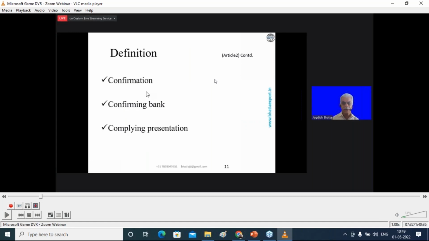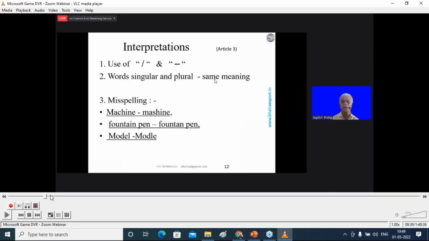Then, as I told you, confirmation or confirming bank, and complying with the presentation of the documents are some of the important definitions made in Article 2. Then comes Article 3, about the interpretations. Here, let us understand there are certain discrepancies that happen at times. For that they mention oblique or dash, and these terms are not mentioned as discrepancies.